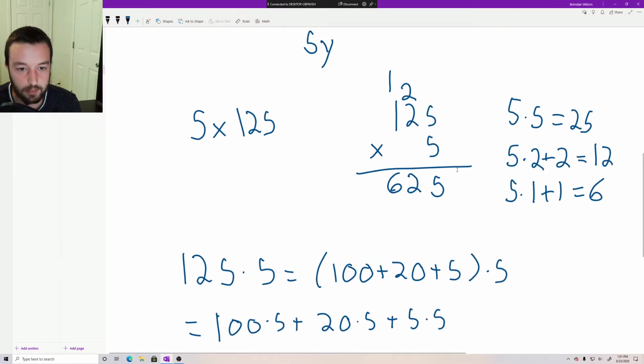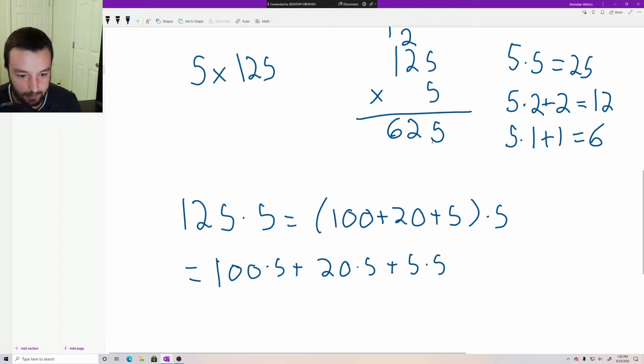So what's weird still is that we have to add these numbers up here, right? So when we do 5 times 2, we got 10, right? And then we added 2 to get 12. And then we did 5 times 1 to get 5. And then we added 1 to get the 6.